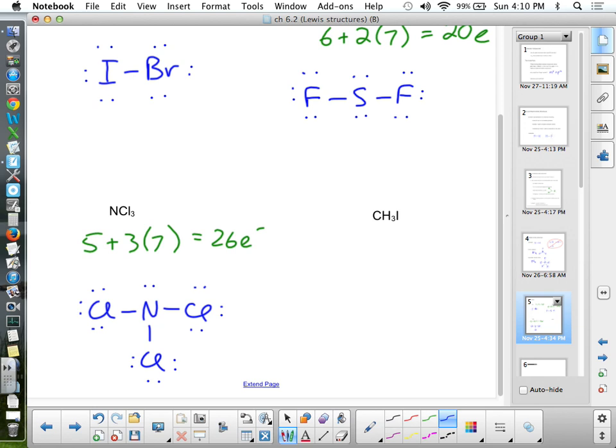The last example is iodomethane, CH3I. Why don't you pause the video right now, get out a piece of paper and pencil, and try this Lewis structure on your own.